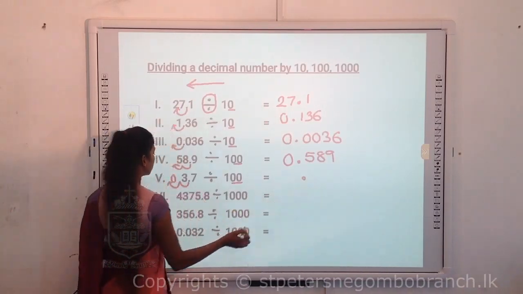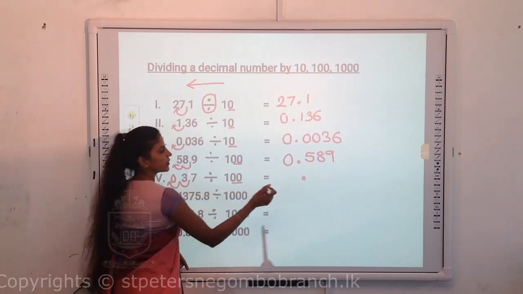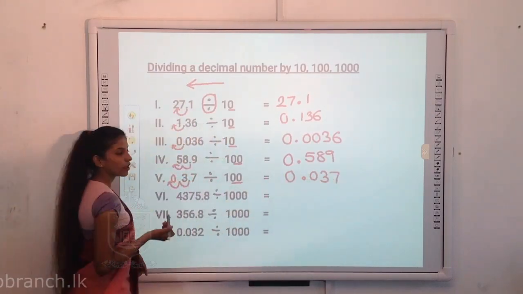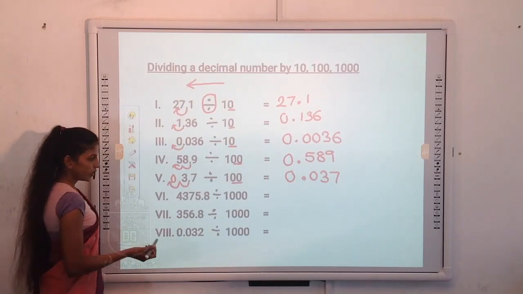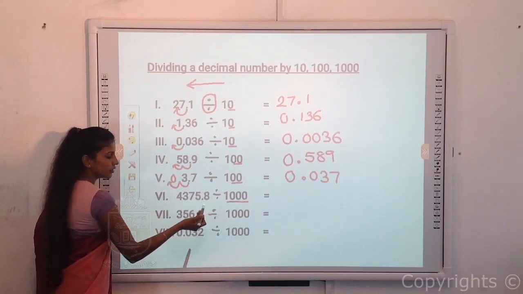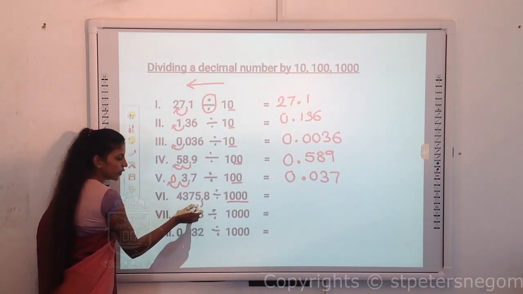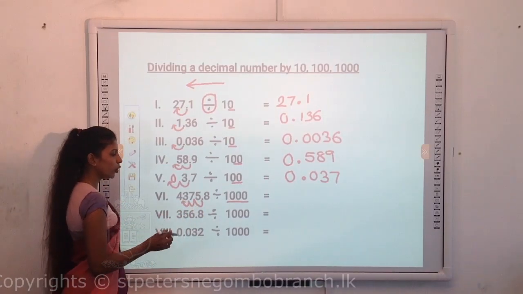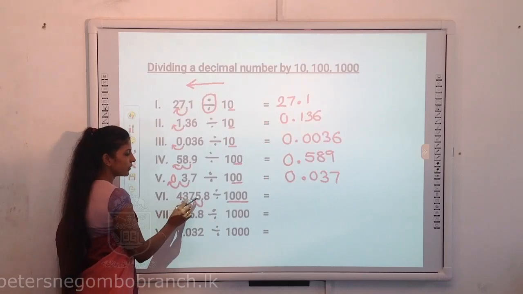So 0.037. In front, you have to add 0. Next, 3 zeros, 3 moves from the initial point to the left. 1, 2, 3. So what's the final answer? 4.375.